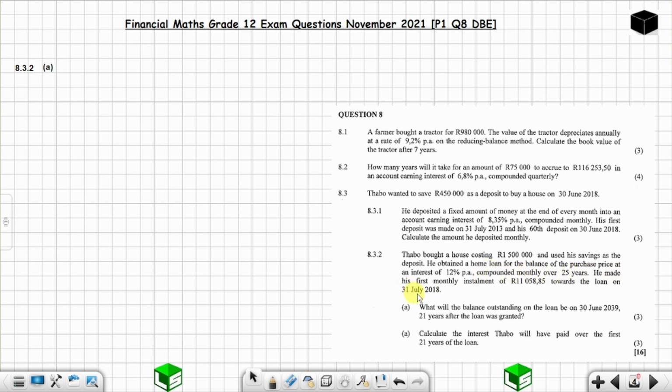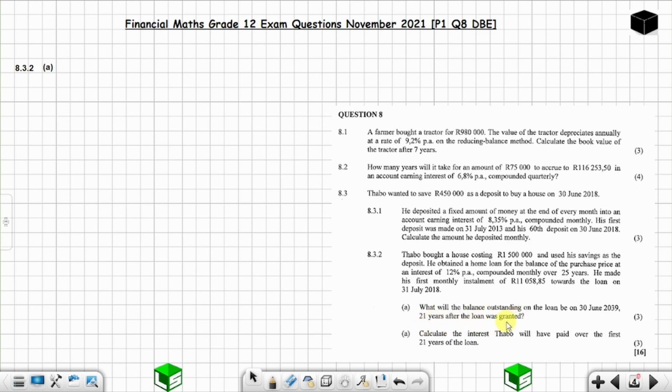He made his first monthly installment of this toward the loan on 31st July 2018. Now question A. What will the balance outstanding on the loan be on 30 June 2039, 21 years after the loan was granted?